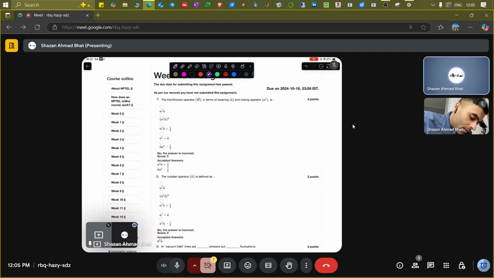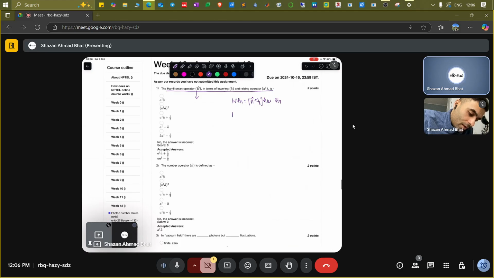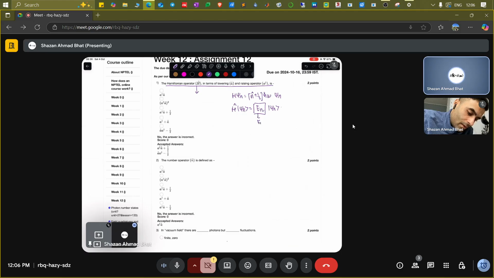Okay, so we have the first question here: the Hamiltonian in terms of the raising and the lowering operator. When you talk about H psi n, you write it as (n plus 1/2) h bar omega psi of n. So it's almost like an operator acting on a wave function, and it's giving you some eigenvalues and some eigenvector, where this E n is basically the eigenvalue and is equivalent to this particular thing.